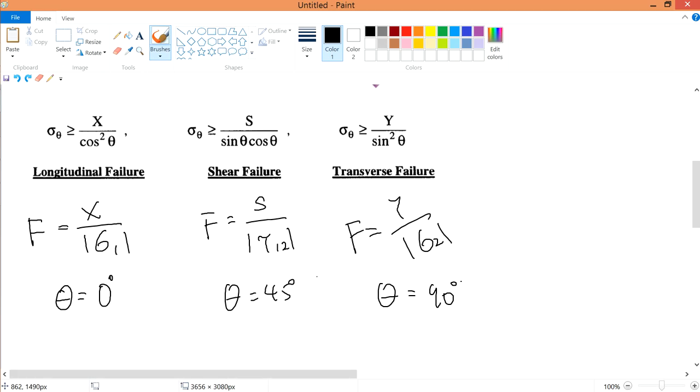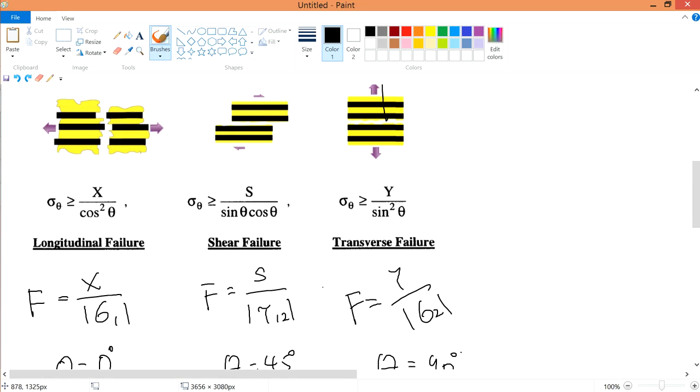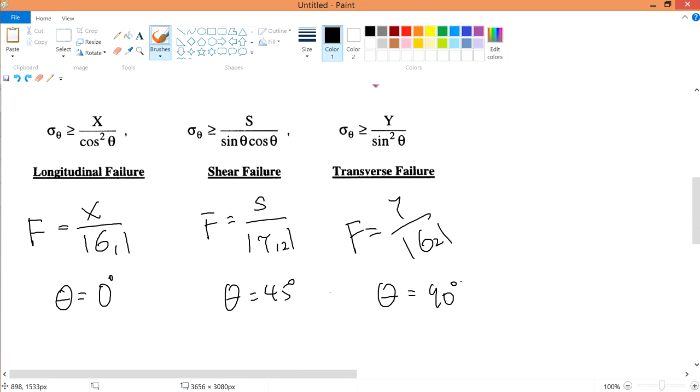After thinking about it, I think this is a better way to illustrate the concept of finding the factor of safety. So I think this is it then.